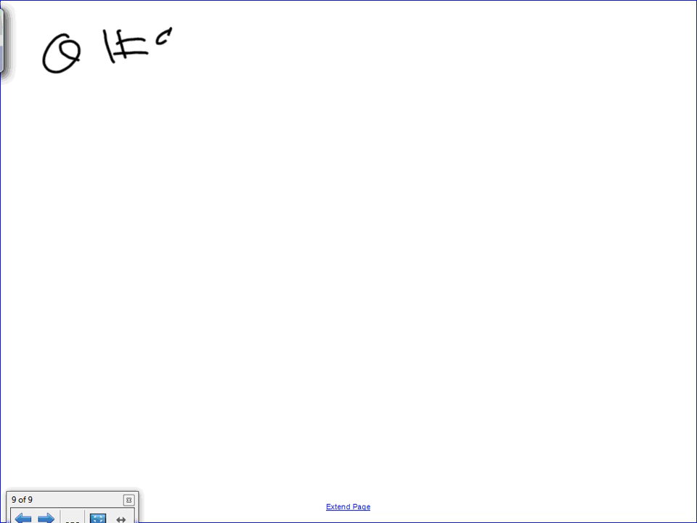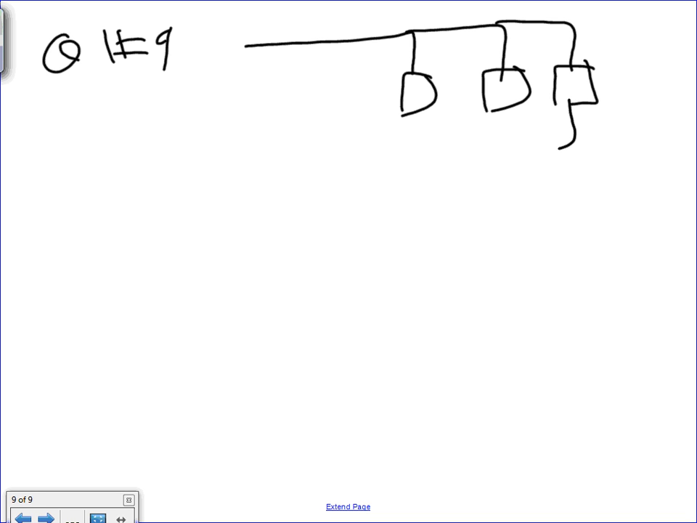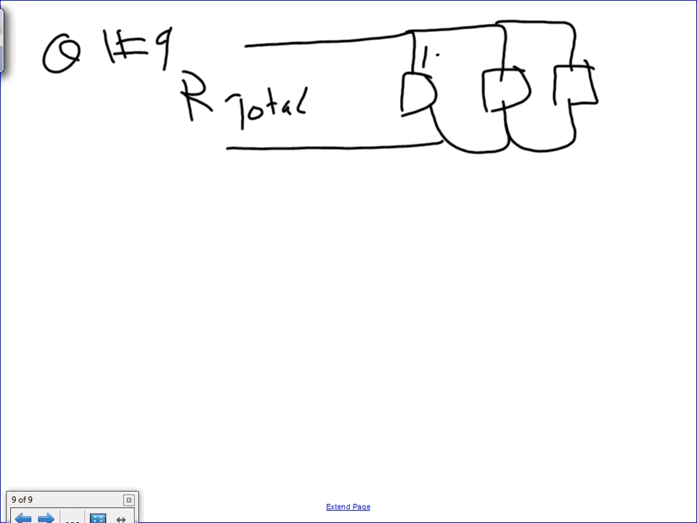Question number 9. You're going to laugh at your friend Chad. I have a couple of resistors in parallel, and I'm asking you to find the equivalent. Three resistors in parallel. Find R total, knowing this one is 10 ohms, this one is 30 ohms, and this one is 40 ohms. They're all in parallel.